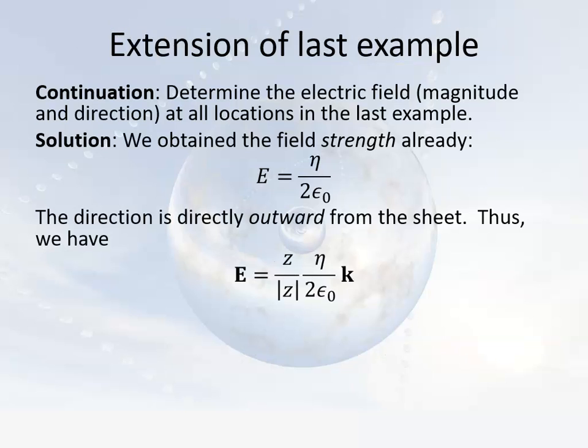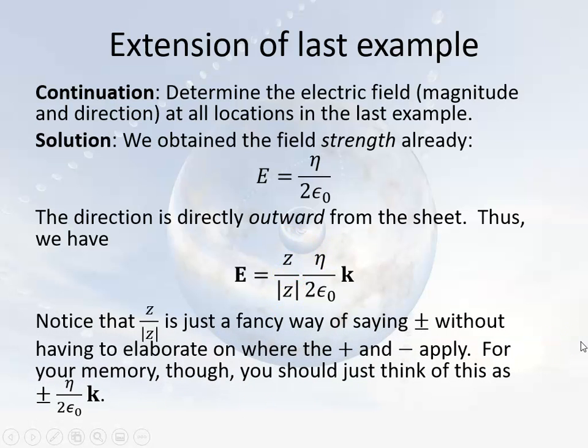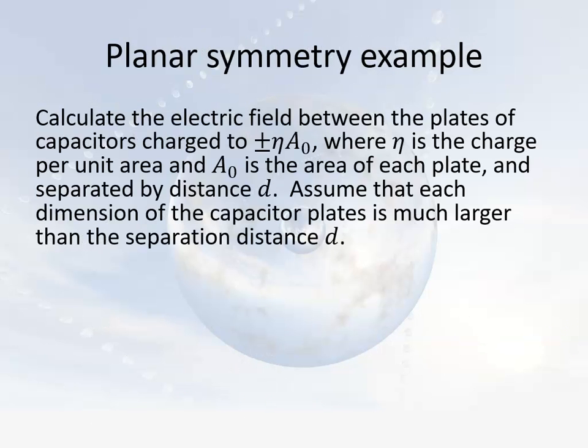Now, the electric field vector would be eta over 2 epsilon naught times plus or minus k, where k is our unit vector in the z direction. And I used a fancy way of writing that plus or minus as z over the absolute value of z, so that if z is positive, we just get plus. If z is negative, we end up getting a minus. Okay, so that's what it is for a sheet.